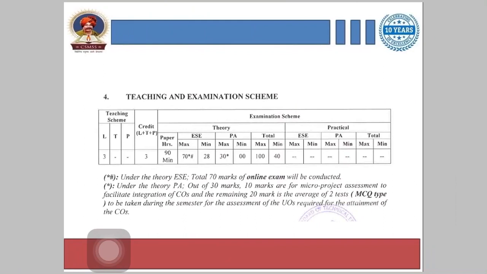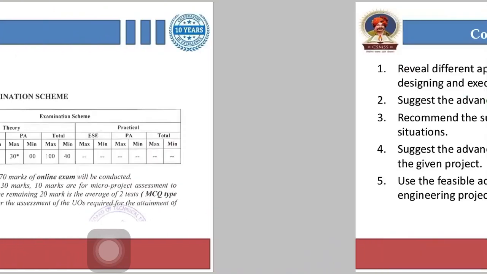theory PA, out of 30 marks, 10 marks are for micro project assessment to facilitate integration of COs, and the remaining 20 marks is the average of two tests that will be MCQ type to be taken during the semester for the assessment of the unit outcomes required for the attainment of the COs.